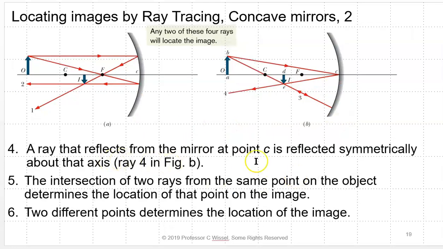A ray that reflects from the mirror at point C, which is right here, will reflect symmetrically about that axis. So this angle here will equal that angle there. And here's the ray coming out. The intersection of any two rays from the same point on the object determines the location of that point on the image. Two different points will determine the location of the image. We always draw the butt of the arrow on the central axis. The butt of the arrow will be somewhere along the central axis here. And then we use ray tracing. You just need 2 rays to determine the orientation and size.